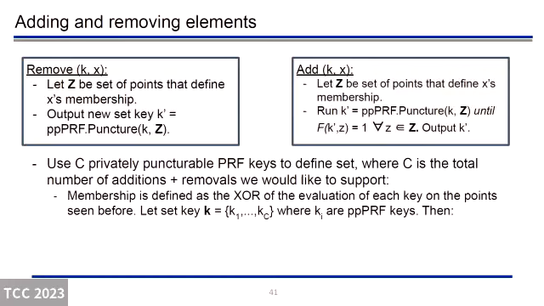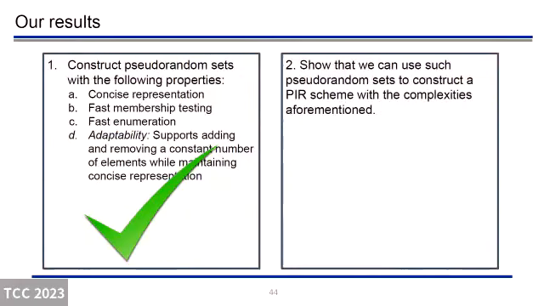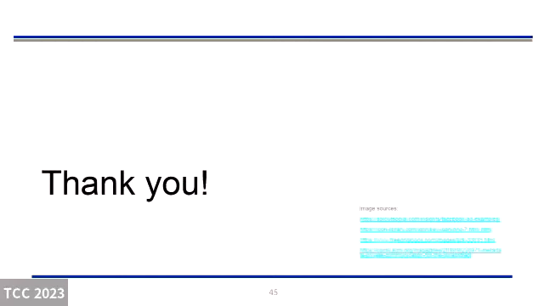is defined given a set key K, which is a group of keys now. Membership is just defined as XORing the evaluation at these K keys at the same points. And now we can define additions and removals sequentially on each key one at a time. And we show that this satisfies the appropriate notions of correctness and privacy. So that sort of concludes our building our pseudorandom sets, modulo some details. And for number 2, I'm just going to have to refer you to the paper. Thank you very much.